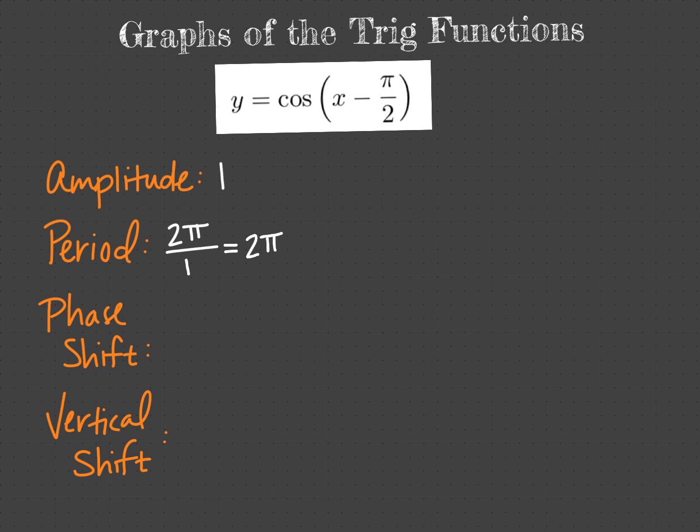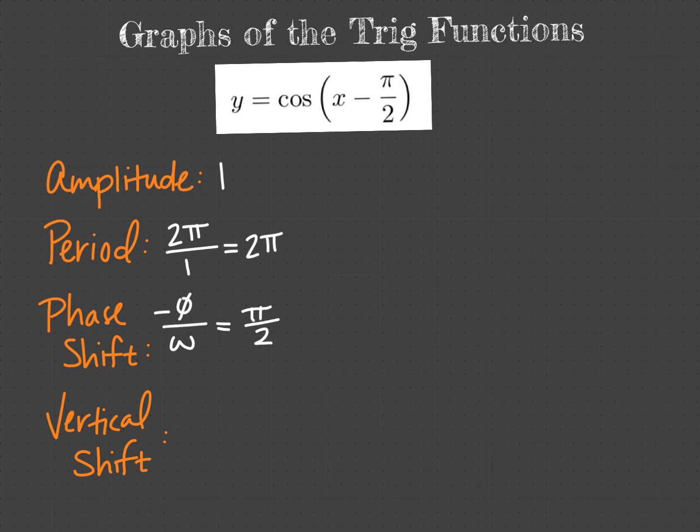Our phase shift is negative phi divided by omega. And in this case, our phi value is actually negative pi over 2. Since our phi is negative pi over 2 and our omega is 1, we are doing negative of negative pi over 2, which is actually a positive pi over 2.